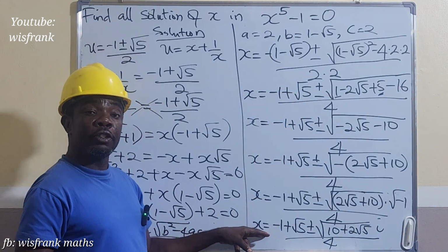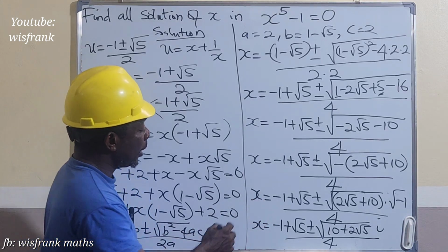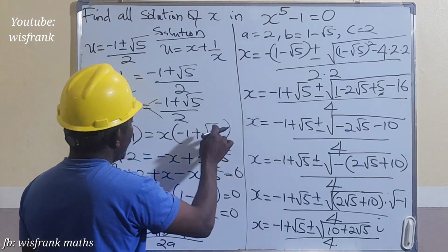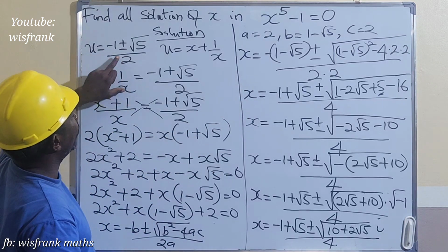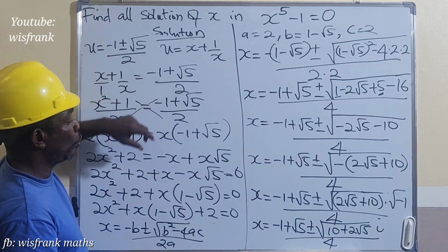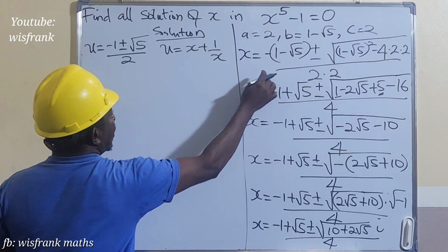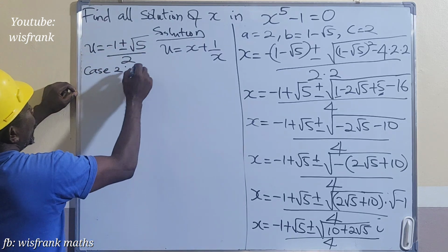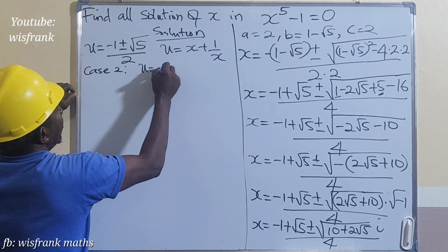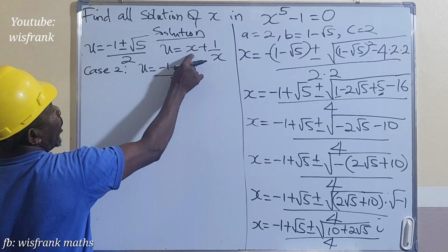And here, for this solution, we have two solutions. So the next one, for case 2, because the first one that we've taken was plus, we are going to take minus for case 2. So this is for case 1. Then we have case 2. We are taking the negative side where u equals minus 1 minus root 5 all over 2.